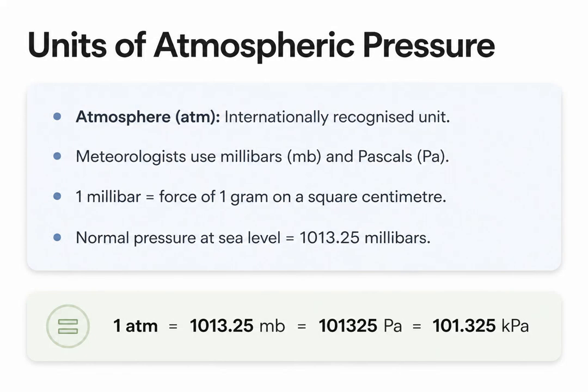To measure this pressure, scientists use a few different units. The standard international unit is the atmosphere, abbreviated as ATM. However, if you look at a weather report, meteorologists typically use millibars or pascals. To give you a sense of scale, 1 millibar equals the force of 1 gram pressing down on 1 square centimeter. The standard normal pressure at sea level is precisely 1,013.25 millibars.